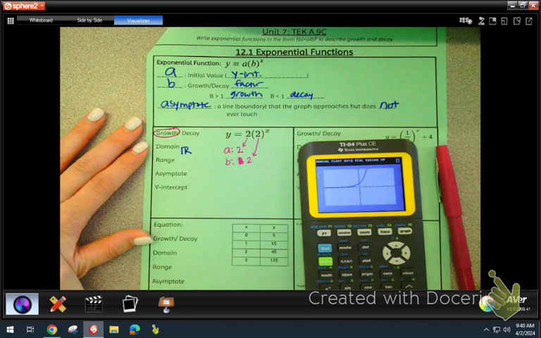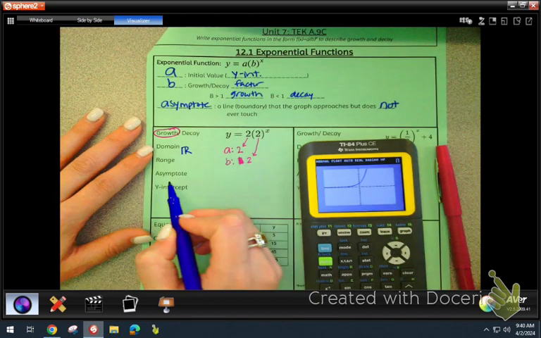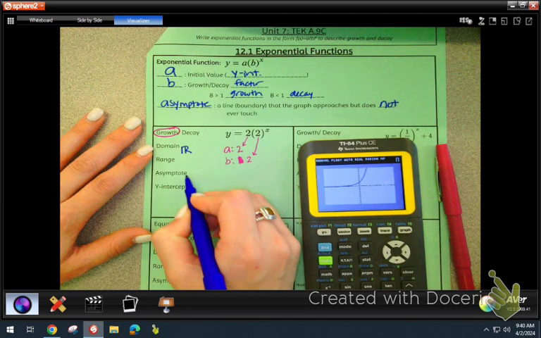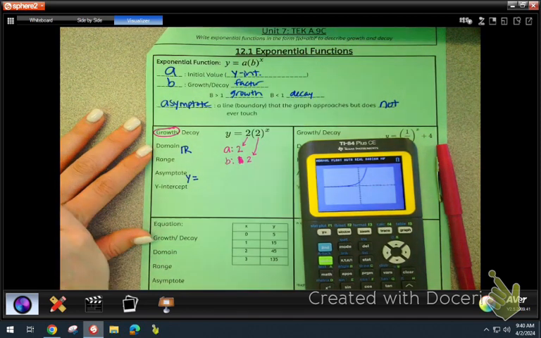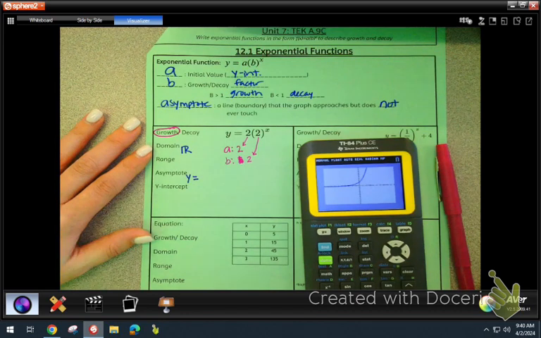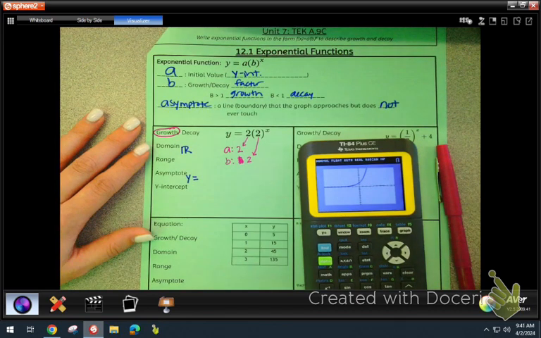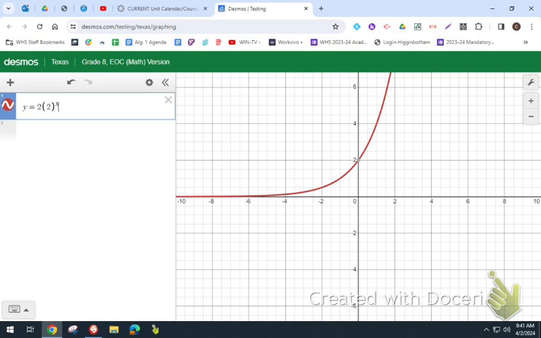Okay, let's do the asymptote first. It's exponential. It's got to have a horizontal asymptote. It has to be written as y equals. Okay? So either look at your calculator screen or look at Desmos. Where does this graph seem to be leveling off?